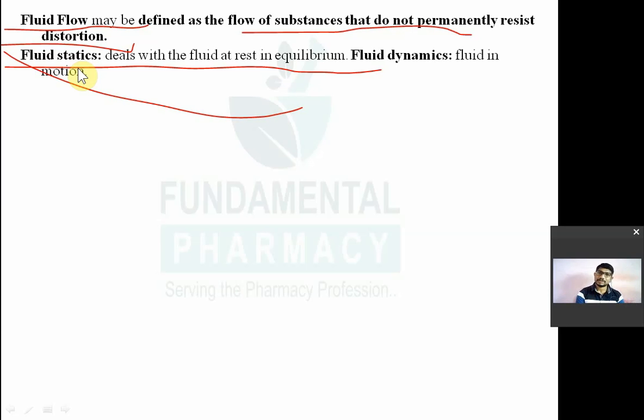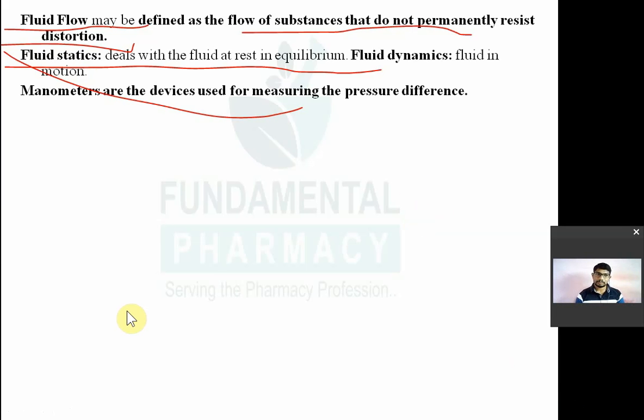Now what is fluid dynamics? Fluid dynamics means fluid in motion. Suppose that same water is flowing through a pipeline, so that is fluid in dynamics. If you have water kept in a tank, we call it fluid static. If you take that same water to another place through a pump, then while passing in the pipe, that fluid is in motion. So fluid static and fluid dynamic are the two terms.